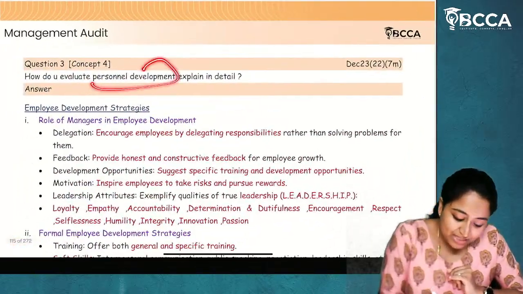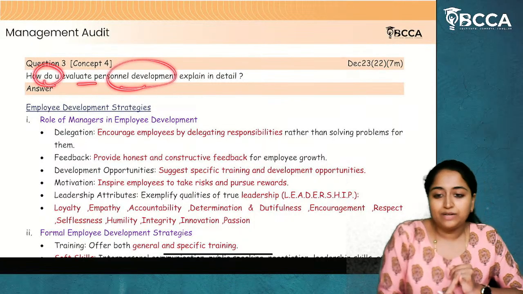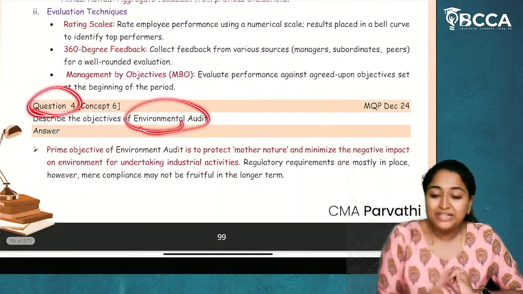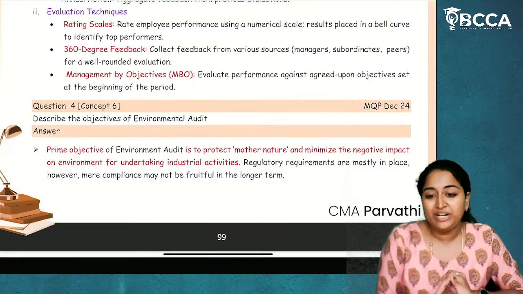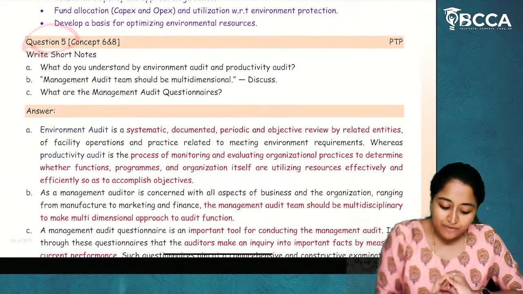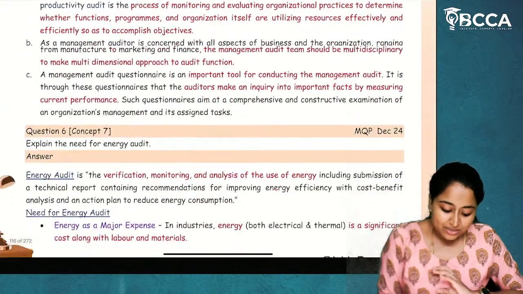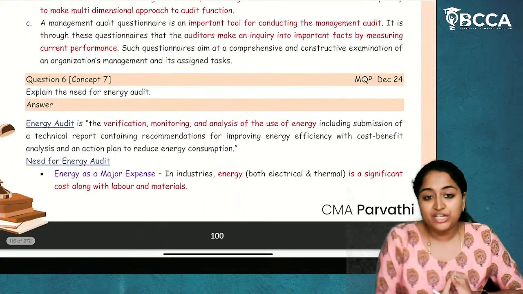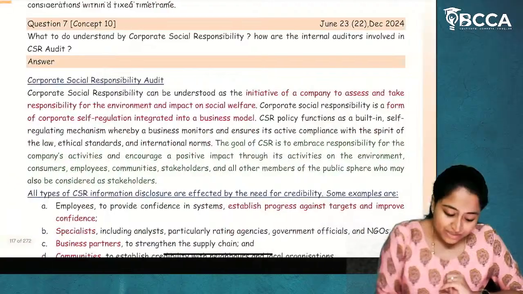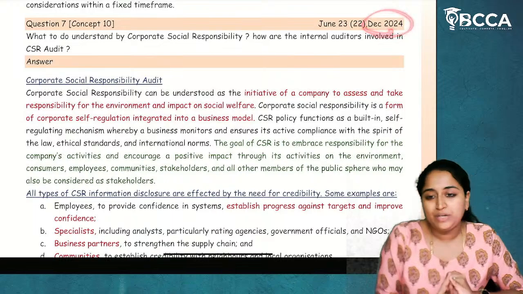Then personal development, question number 3, December 2023: how do you evaluate personal development? Explain in detail. Next, question number 4, environmental audit, tested in MQP of December 24. So environmental audit is being questioned. Next, question number 5, environmental audit, productivity audit. Regarding this, questions are being asked. And energy audit, we have seen energy and utility audit, MQP December 24. Then see corporate social responsibility audit, June 2023 and December 2024.